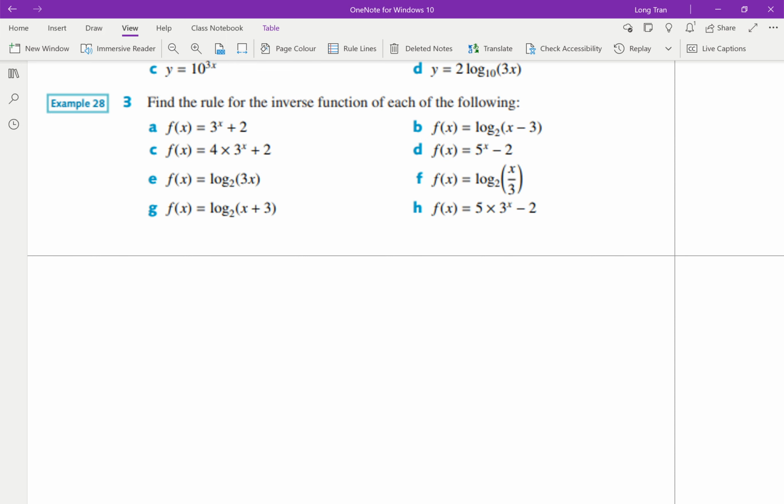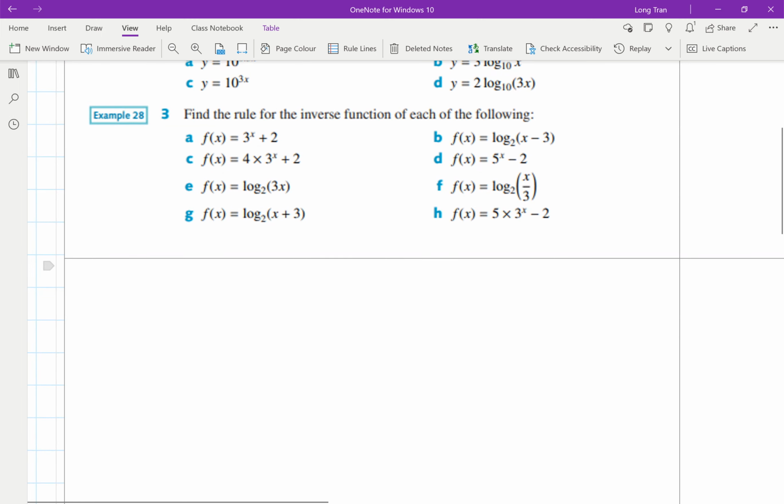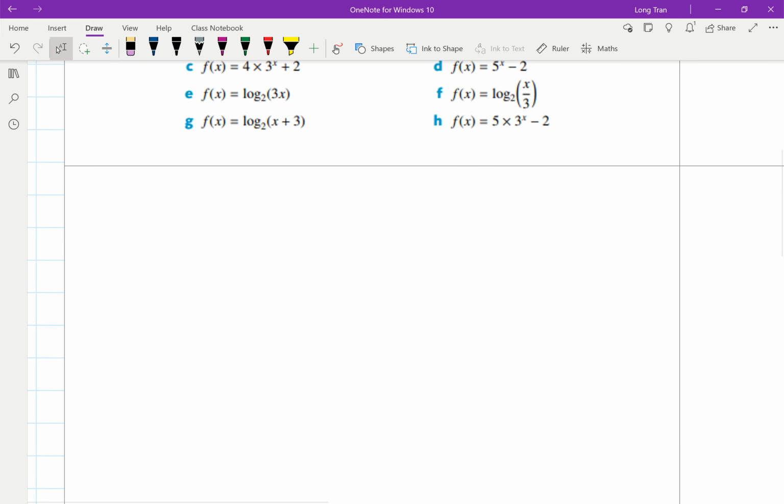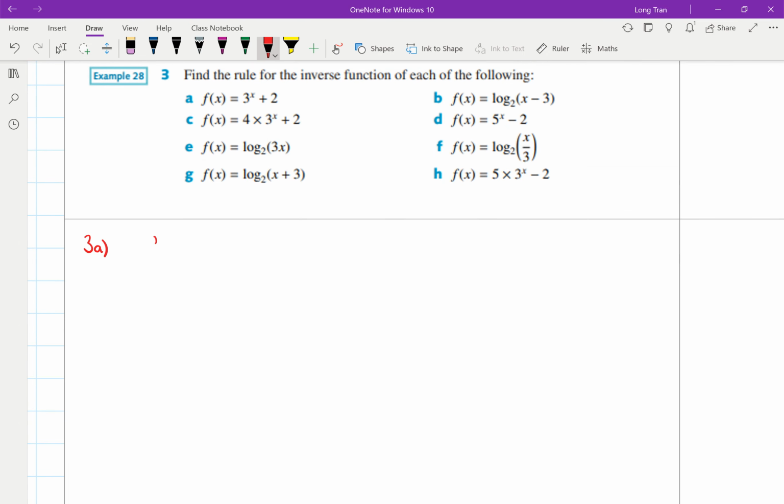So normally you need to have an idea of what the function looks like, and then you can sketch the inverse, right? So this is what we normally do. Say we do 3A. If we were to do 3A, you would say the function is given by 3 to the power of x plus 2, okay?